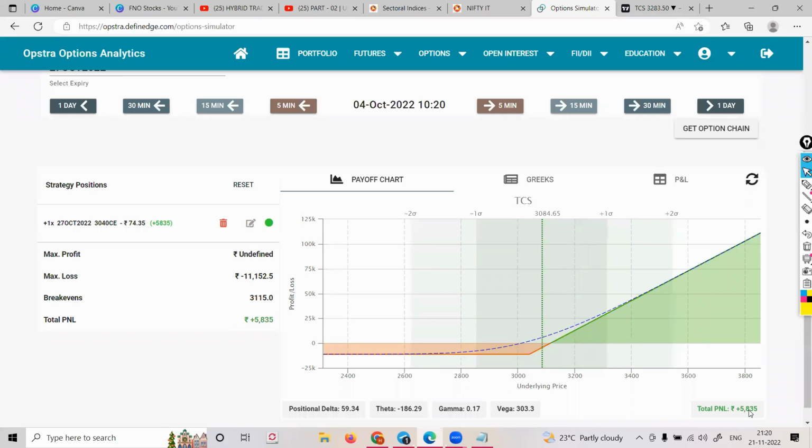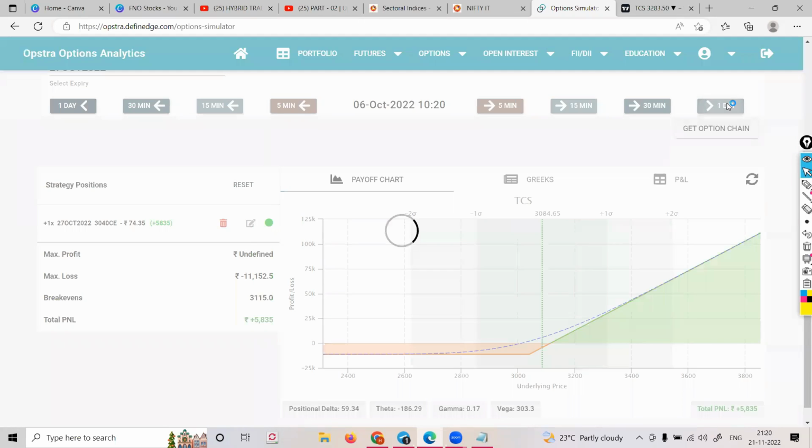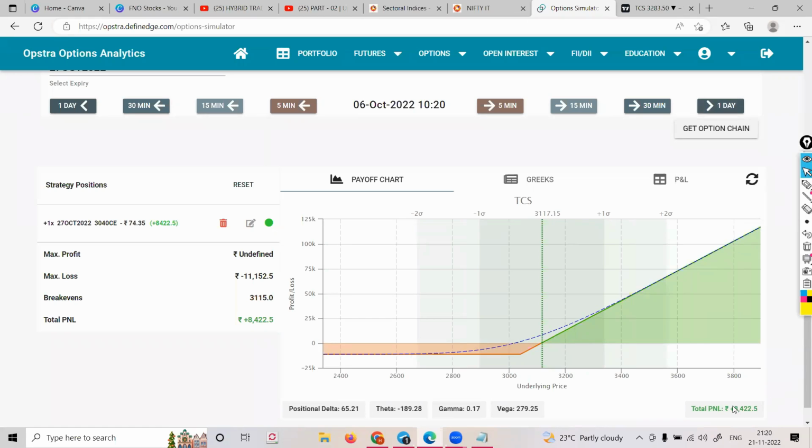That's what the best thing is: keep booking the profit, book the 5% profit, and then look out for other opportunities. If TCS is again retracing, if it comes to the support, again go for a fresh entry with the stop loss. Okay, let me take you to the next day. From there, you got a profit of 8,422. Needless to say, what is that percentage?